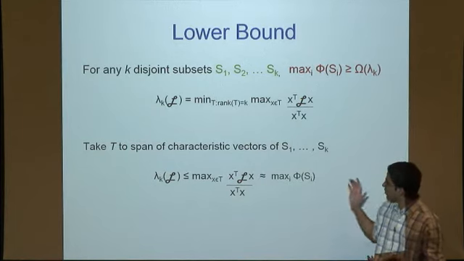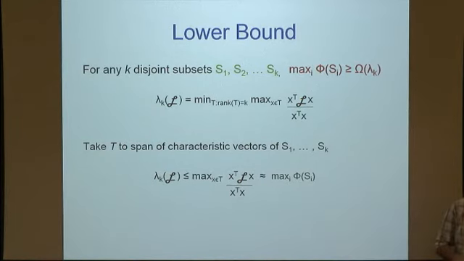Well, there is only one thing you can do, right? So you take the subspace to be the span of the characteristic vectors of S1 through to Sk. And this is going to have rank k. And at this point, you can essentially show that the vector which maximizes this term has to look like one of the characteristic vectors of these sets, or something very similar to that. So that is roughly the main idea of the proof.